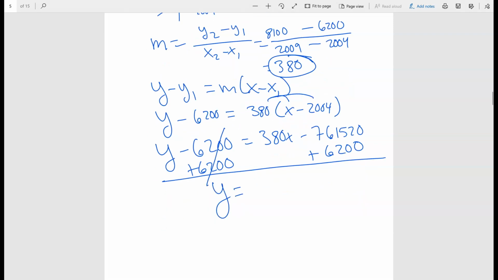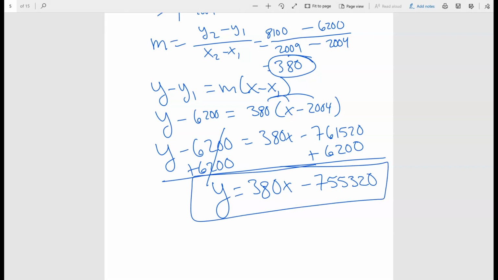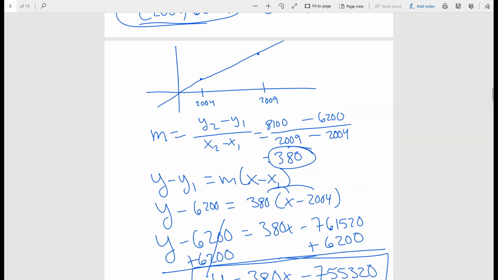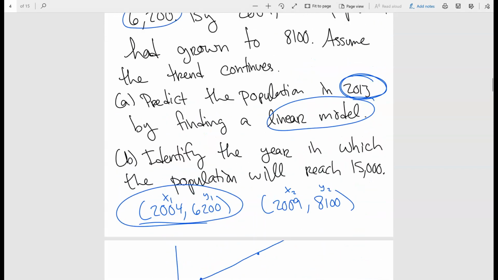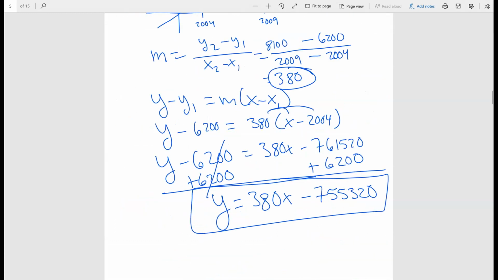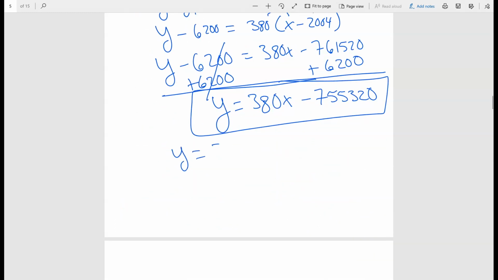So y is equal to 380x minus 761,520 plus 6200, which gives me negative 755,320. So this is the linear model that we're going to use. Now, what are we trying to figure out? We're going to use that linear model to predict the population in 2013. So where am I going to plug in this 2013? Into the x. So 2013 goes in here.